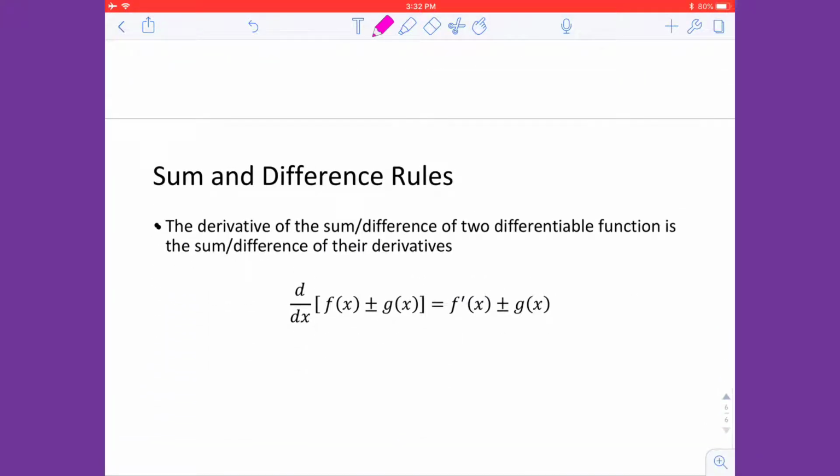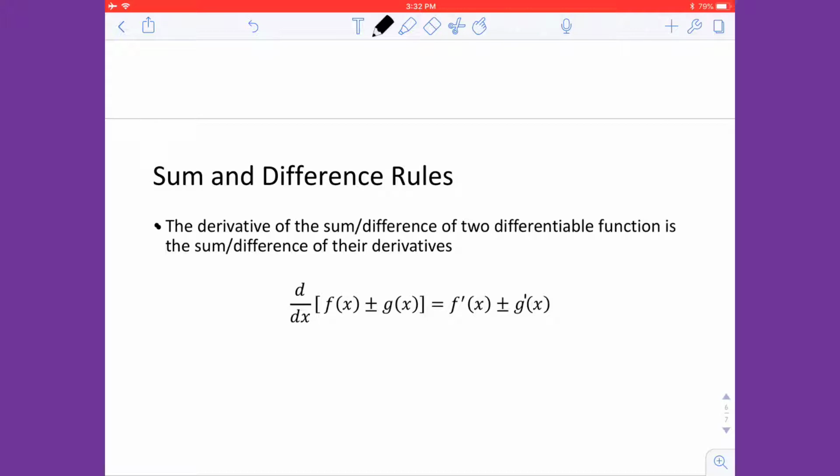And then our very last rule is the sum and difference rule. The derivative of the sum or difference of 2 differentiable functions is the sum or difference of their derivatives. And I would like to note that there's a mistake on this slide set. There should be a little tick mark there to represent the derivative of g of x.